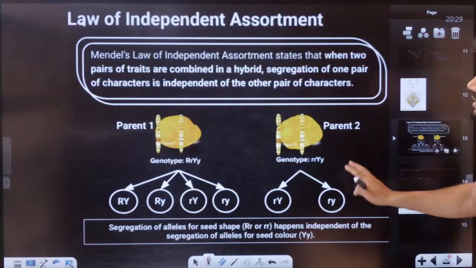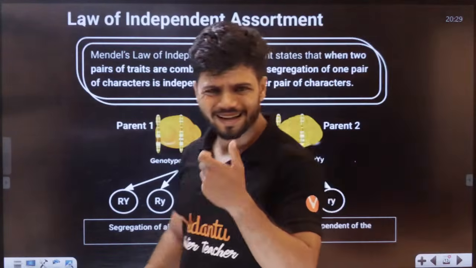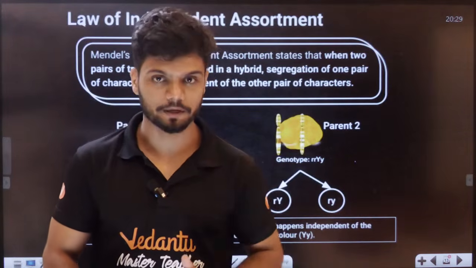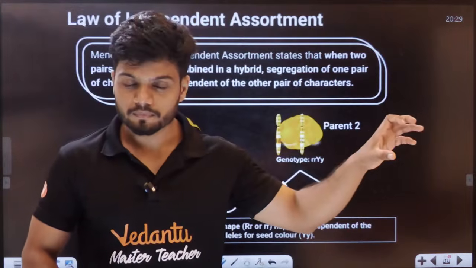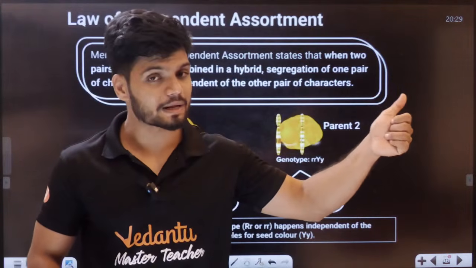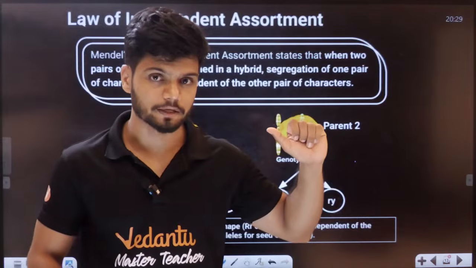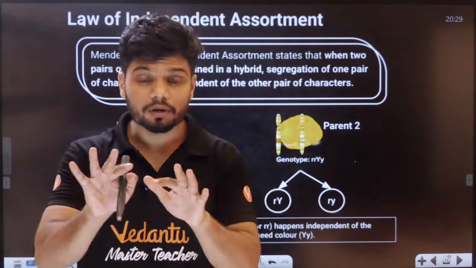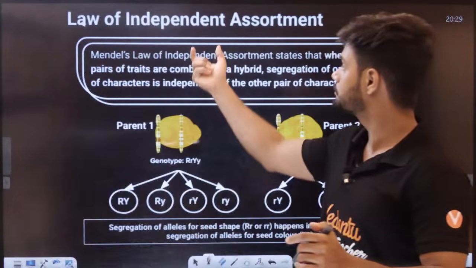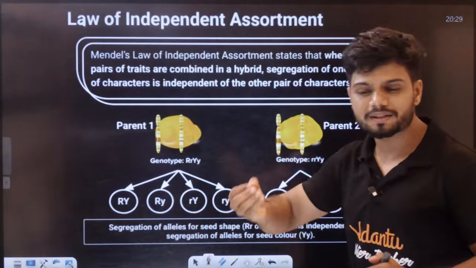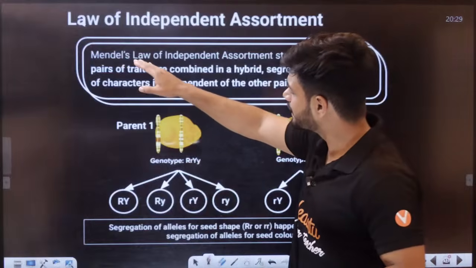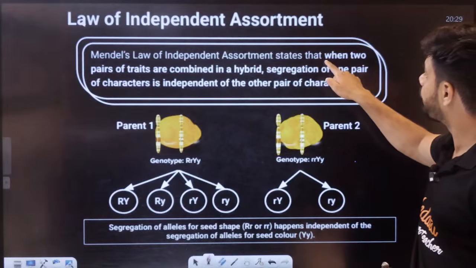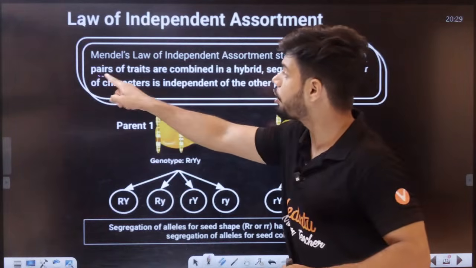Now, students, from your dihybrid cross, we generally get something called the law of independent assortment. From monohybrid, we got the law of segregation and the law of dominance. Now from dihybrid, we get this law of independent assortment. Now what does it say? It says that Mendel's law of independent assortment states that when two pairs of traits.